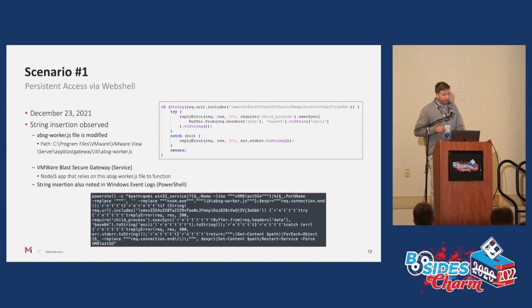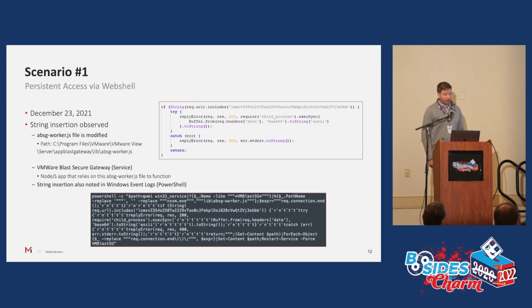All right, so for scenario number 1, around December 23rd of last year, we observed some string insertion on this absgworker.js file. You can see the path there, but basically this file is the VMware Blast Secure Gateway Service, right? Effectively it's a pretty lightweight Node.js app that relies on this file to function. So it's effectively running, I guess, the web component of VMware Horizon, right?